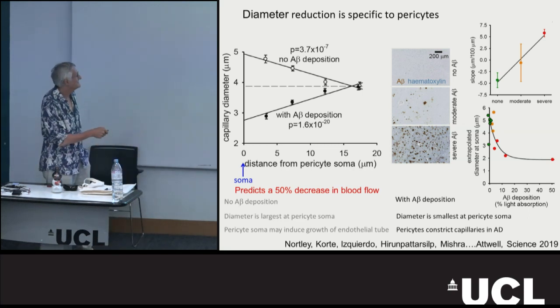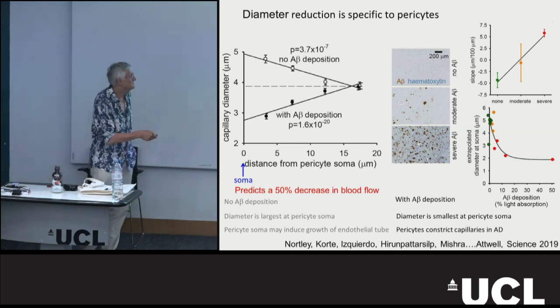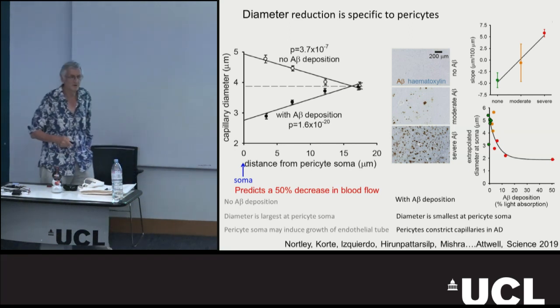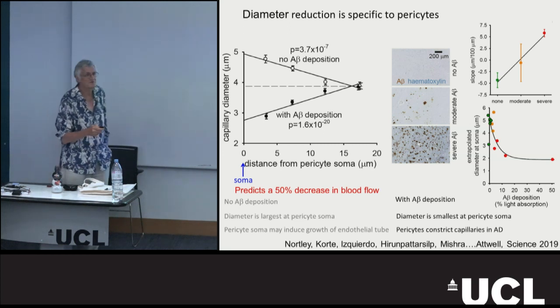And you find then that this extrapolates. Each dot here is one patient. If you draw this graph for each patient and work out the diameter at the soma, as the amount of A beta deposited goes up, you find that there's a very rapid decrease in the diameter at the soma of the pericytes. So the strength of this constriction increases with the disease.